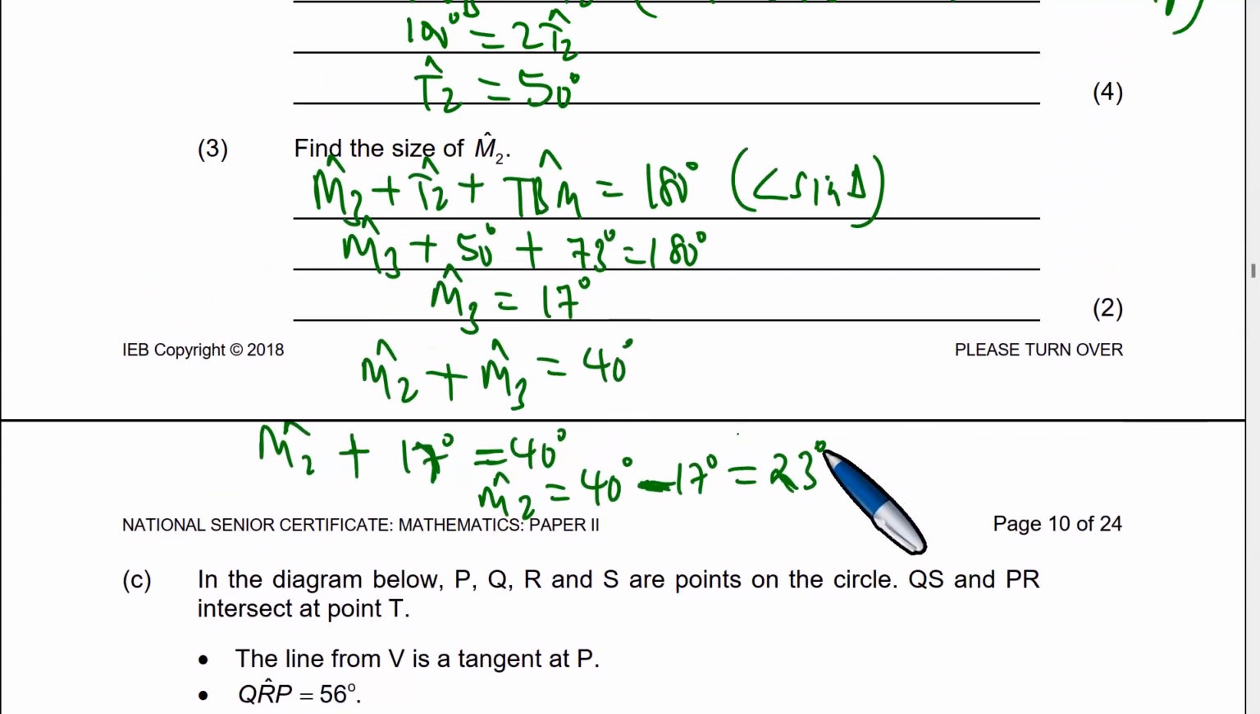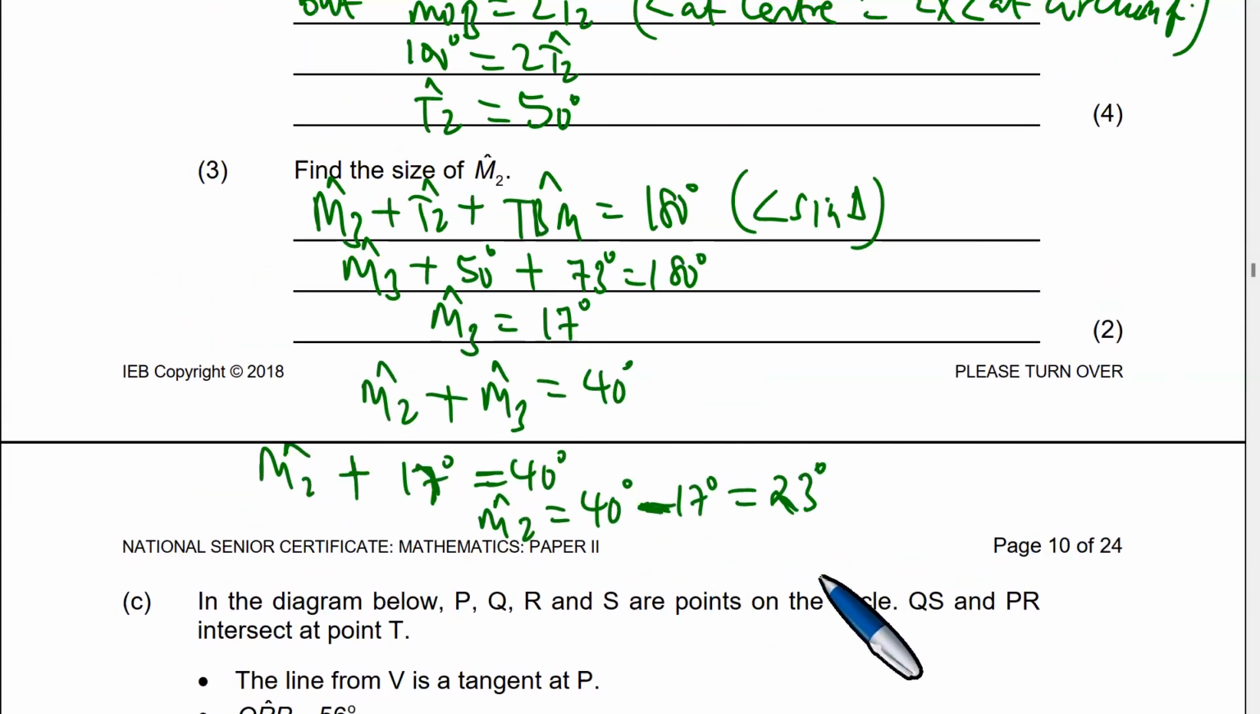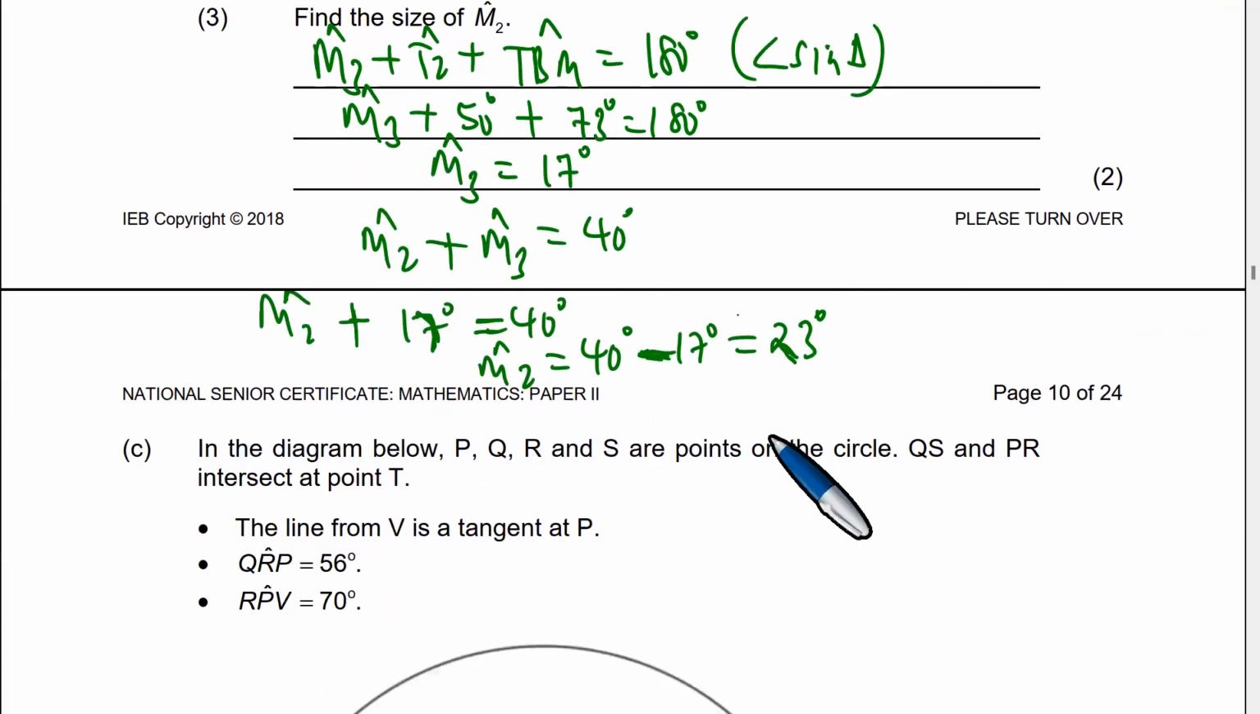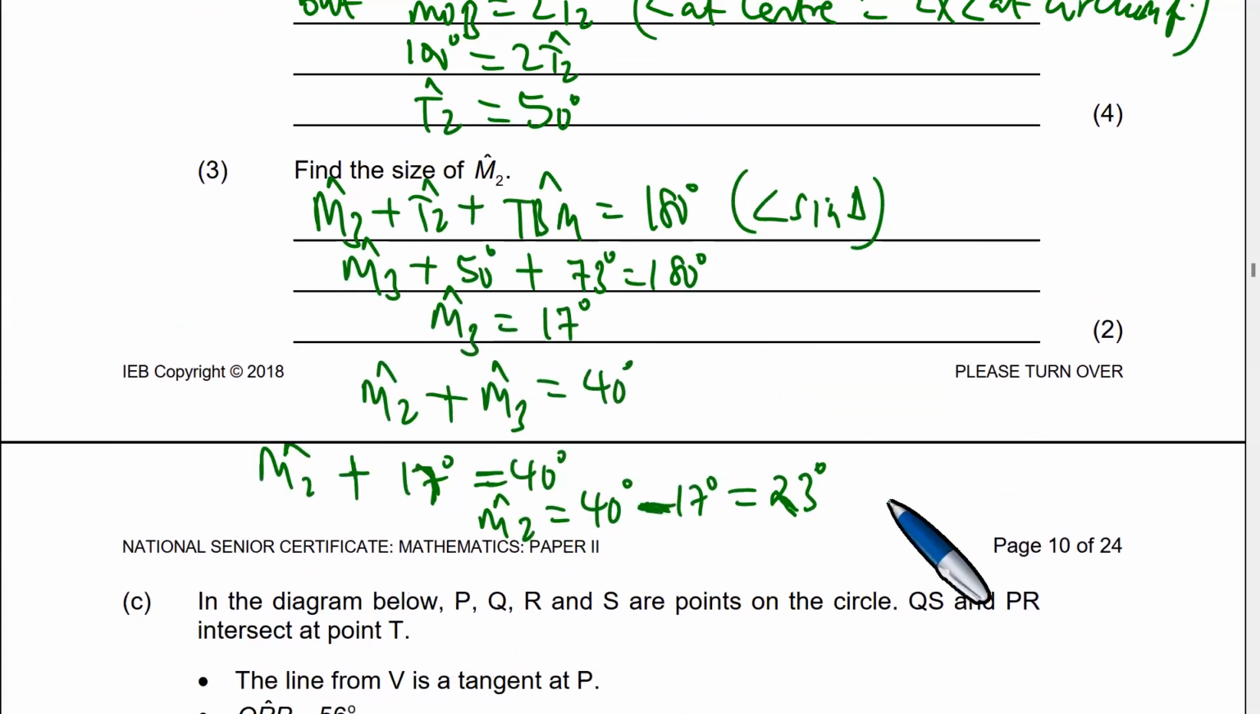Okay, so angle M2 is 23 degrees. So you can watch this and make sure you understand it. I'm trying to finish the paper. So angle M3 is actually 23 degrees. Angle M2 is 23 degrees.